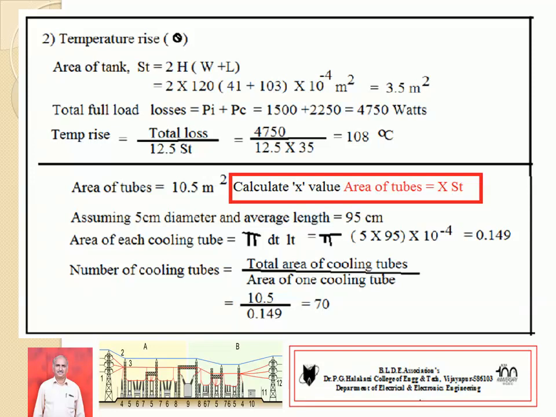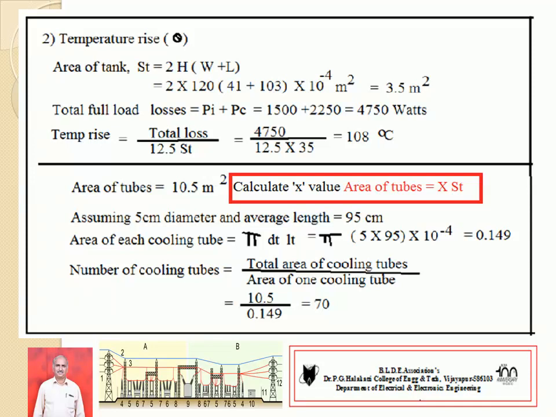Then, as usual, follow the steps in our Sahani book. Calculate the value of X by using the formula. Then you check the area of tubes equal to X times ST. So it becomes 10.5 meter square.